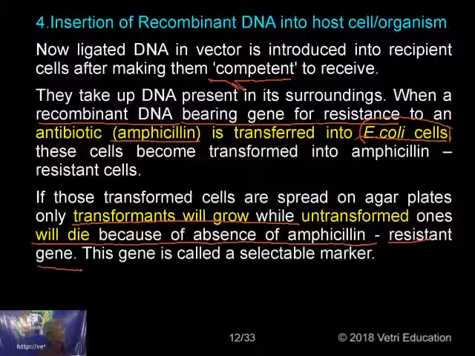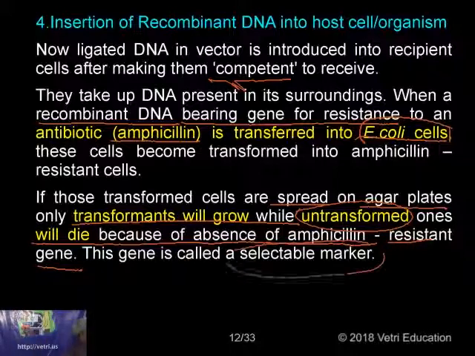So how will you be selecting the cells? You have to spread them over the agar plates. When you are spreading them over the agar plates, the transformed E. coli will grow, because they contain the antibiotic resistance. Those which have not taken the new genes, that means the bacteria which are in the untransformed state, will all die because of the absence of the ampicillin resistant character. This gene is called a selectable marker.